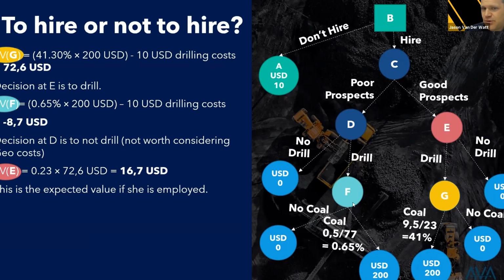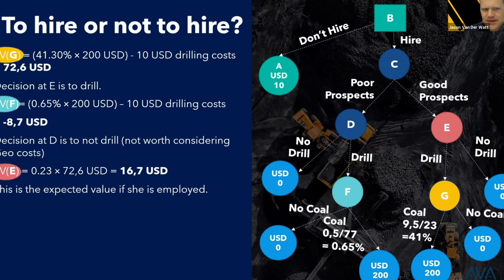Now, if we look at point F here in our decision tree, what we're looking at is that if the prospects are poor and we still choose to drill, what's the chances that there's coal? Well, it's very small, 0.65% by our $200 minus our drilling costs. Well, we're actually worse off than not drilling at all or not doing anything. We've got a negative value. So therefore, the decision at D, if there's poor prospects, excuse me, would be not to drill at all.